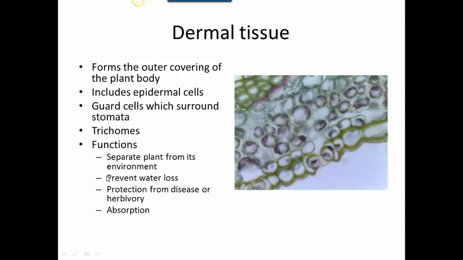They can prevent water loss, which is especially important in the leaves. As I mentioned, things like trichomes can protect the plant from herbivores. The dermal tissue can also protect the plant from invasion by disease-causing microbes like fungi or bacteria. And in the roots, there are root hairs that are part of the dermal tissue that help to increase the surface area of the root and allow it to absorb more water. So there's a diverse array of functions of the dermal tissue in plants.